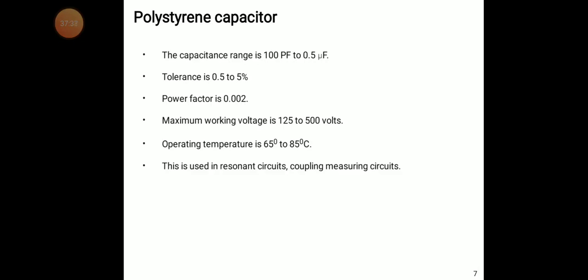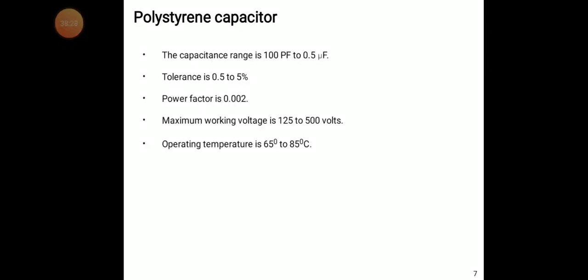Generally this is used in resonant circuits, coupling and measuring circuits. The resonant circuits, for tuning purposes, we use this. Coupling measuring circuits, to couple the measuring circuit with the measurement, we use this type of capacitor. This is the polystyrene capacitor. The capacity is 100 picofarad to 0.5 microfarad. Another important one is the operating temperature, minus 65 to 85 degrees centigrade.